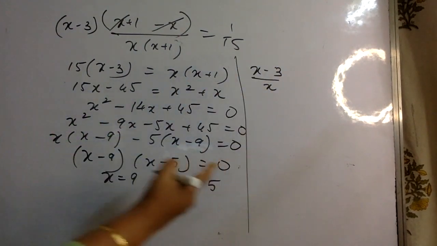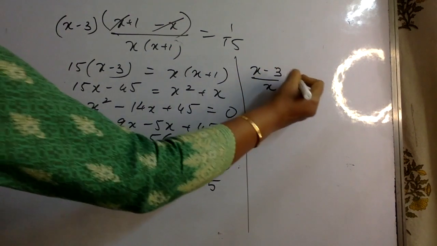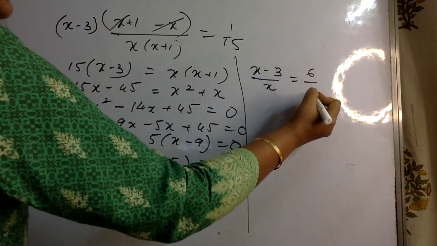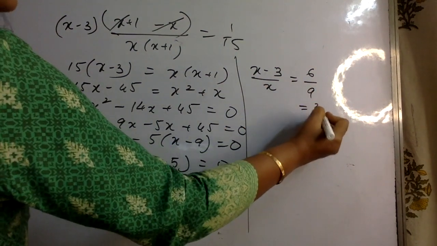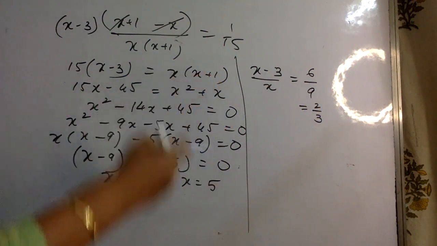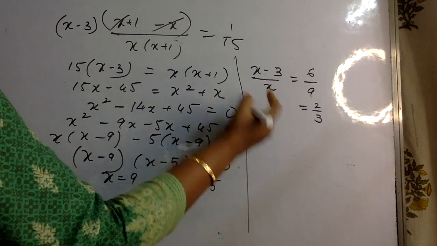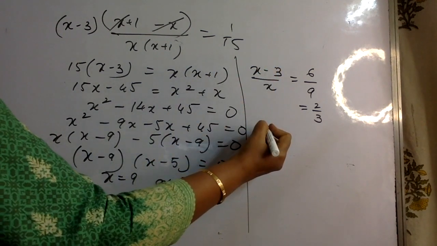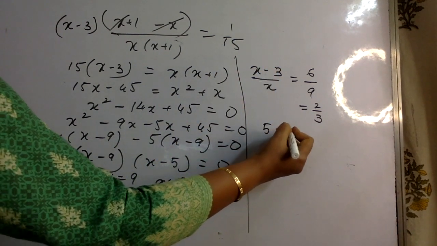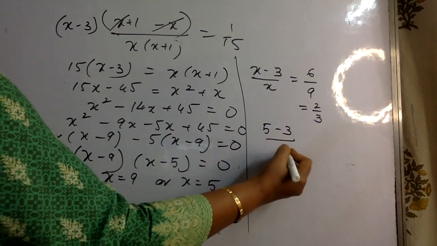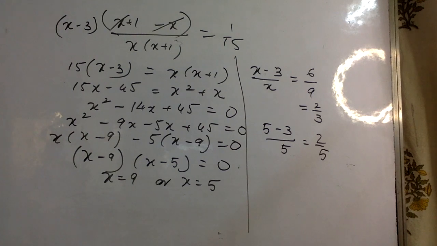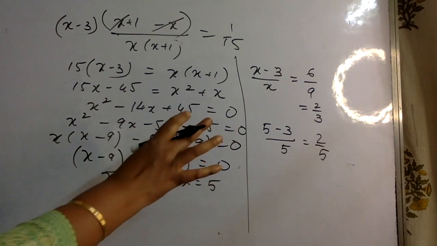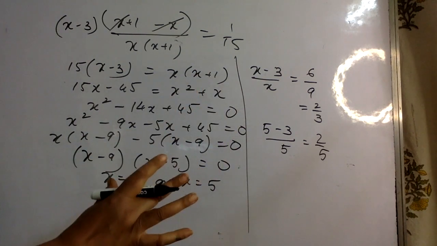What I will do is I will substitute first 9. On substituting 9, I will get 6 by 9, that is equal to 2 by 3. Then I will put the 5. Then if I put the 5, I will get 5 minus 3 by 5, which is 2 by 5. Now, so I have got two answers, but here also I will have to delete one answer.